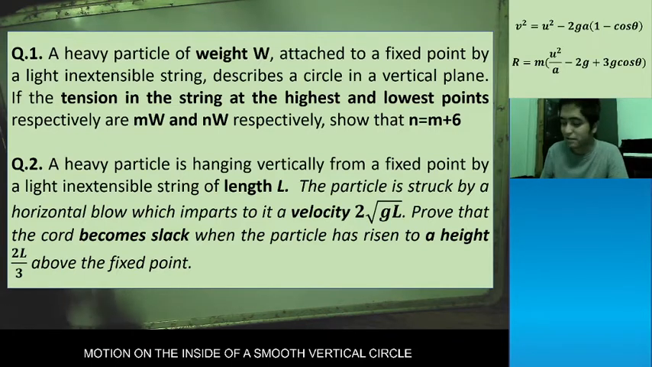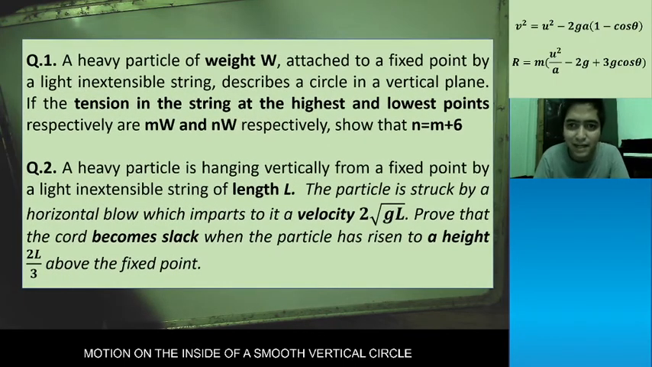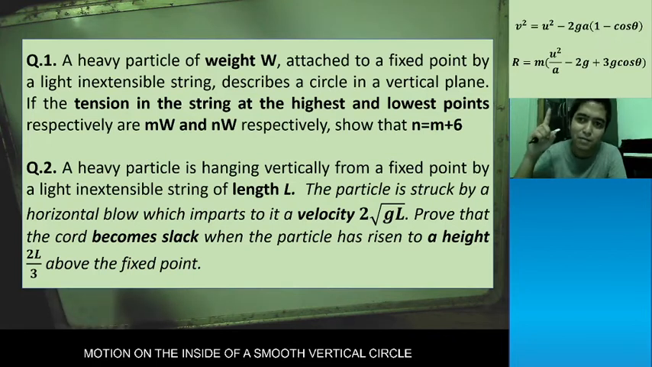Take a look at question number 1. You have a particle of weight W attached to a fixed point by a light inextensible string. We mention the word light so that the string won't contribute to the mass, because if you see the formula above, R equals m, where m is just the mass of the particle. That is why we put the word light, so that the string won't contribute towards the mass. Again, it is inextensible, so it cannot stretch.